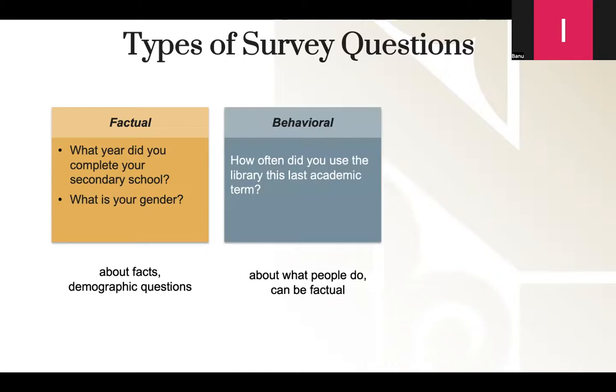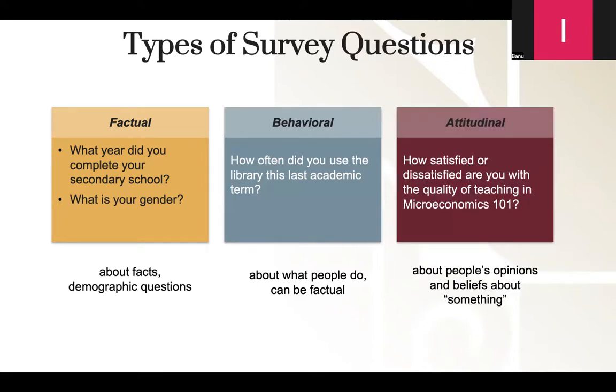The second type of question is behavioral questions. These are basically questions about activities that people engage in or behavior of people. They can also be factual. One example is, how often did you use the library in this last academic semester? Or just like we talked previously, how many times did you use Moodle in the last month?